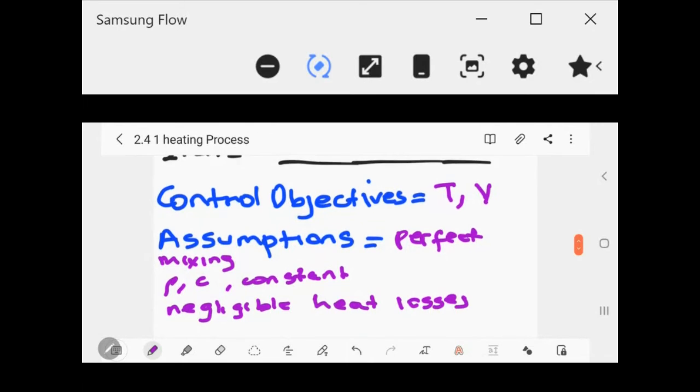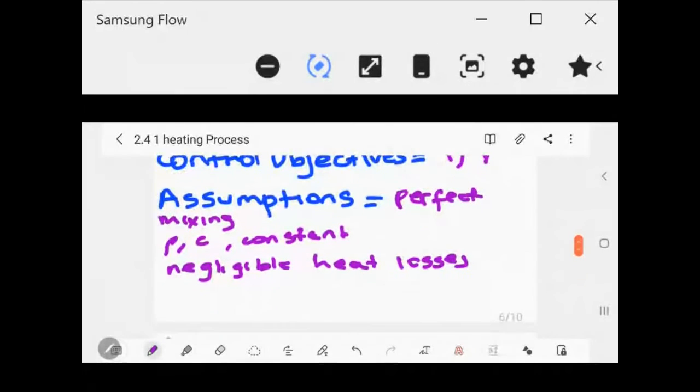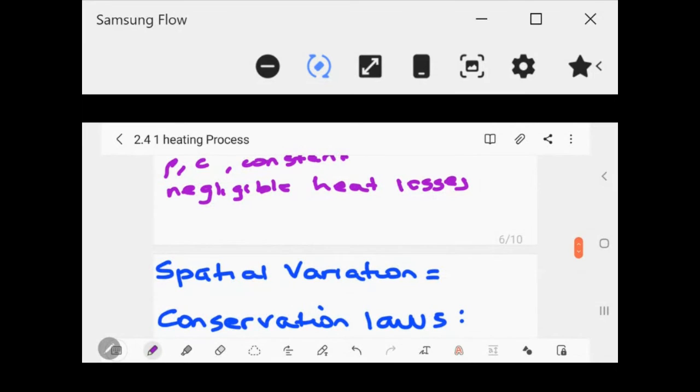Let's move on. We're not going to check the schematic diagram that was already done for you. But are there special variations? No, we don't have special variations because it's a CSTR. Okay, how about conservation laws? Do we have a mass balance this time? Yes, definitely we have.